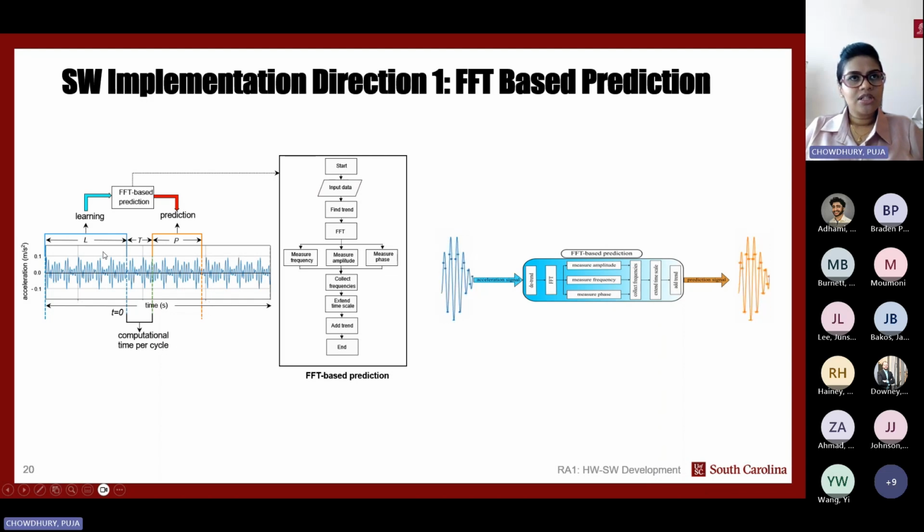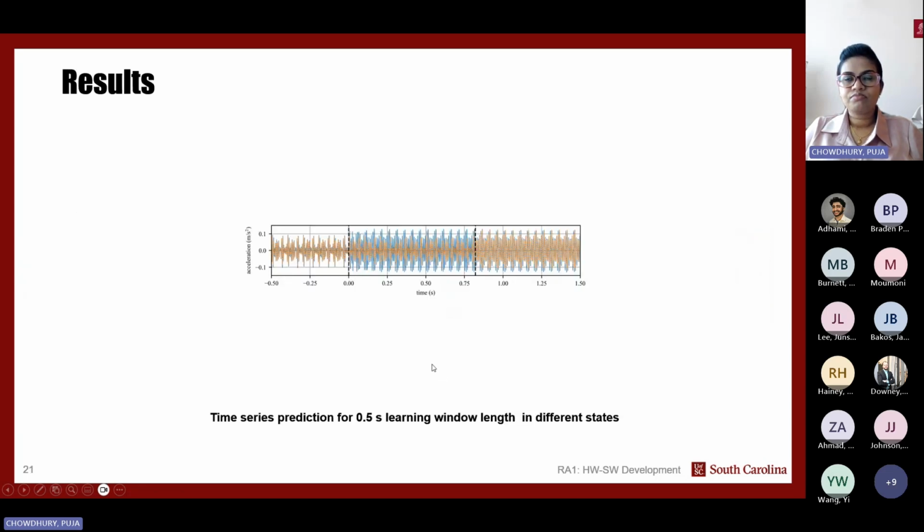Here we can see this is the learning window. The input is L, the prediction is P. If we look at the animation figure on the right side, the middle is the FFT-based prediction model. The left side is the acceleration signal input, and the right side, the orange one, is the prediction signal. In between, the model is running through a computational time, which we consider as capital T. The overall process is running over a rolling window approach. That's how the FFT is working.